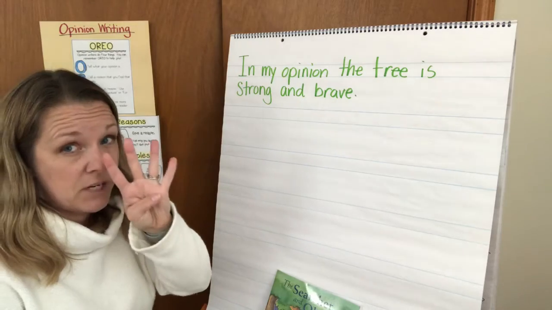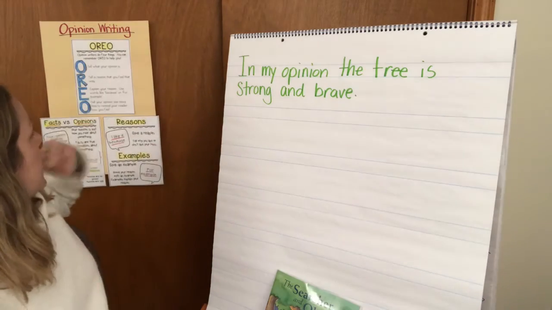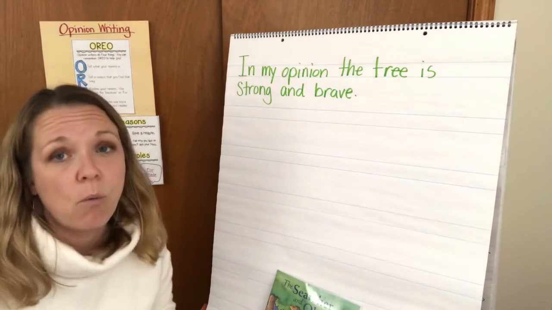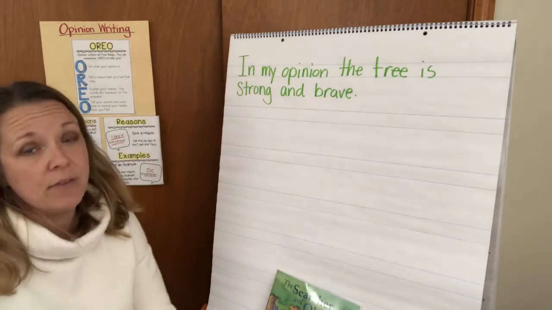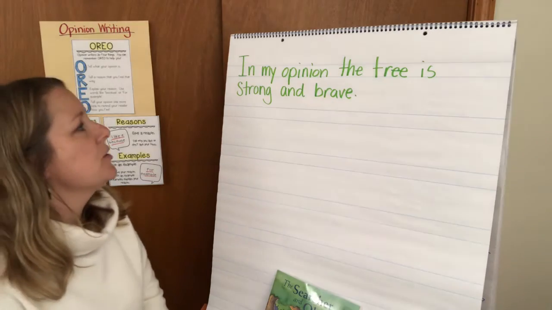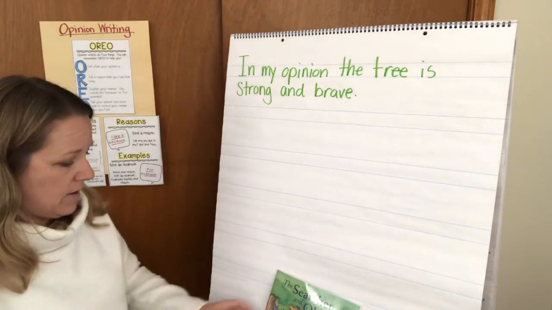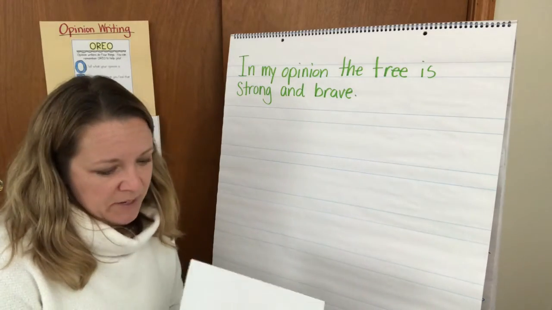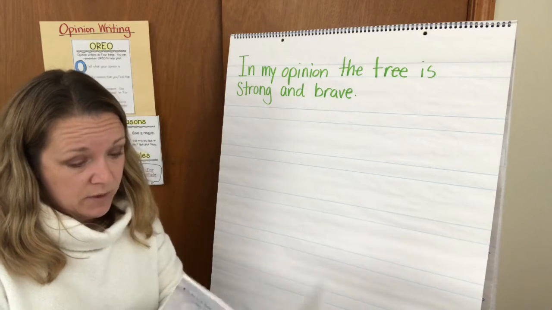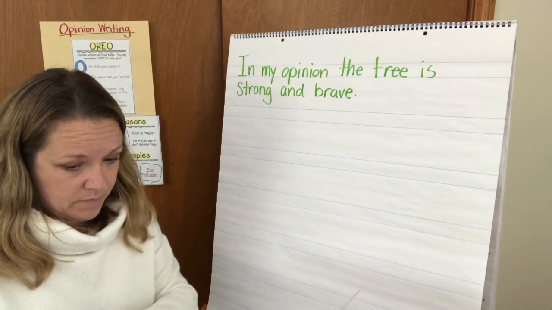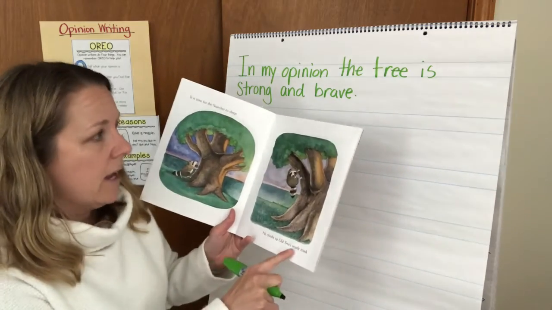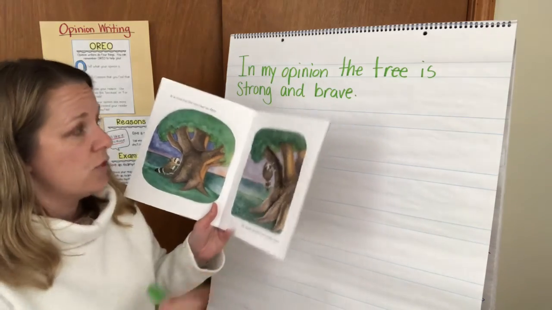There's 4 things that opinion writing needs. My first thing was tell your opinion. I did that. My second thing I need to do is tell reasons why I feel that way. So I need at least 3 reasons. In my opinion, the tree is strong and brave. Well, sometimes if I'm doing an opinion writing that's related to a text, I go back and I look at the text to help me with my writing. Well, right here's a good example already of how he's strong. He has a sturdy trunk.